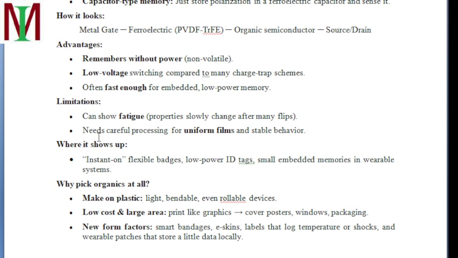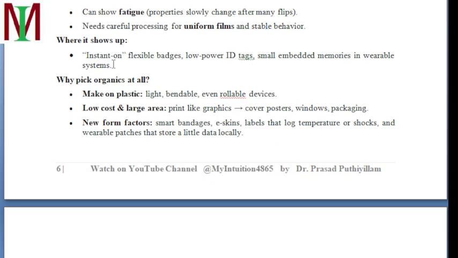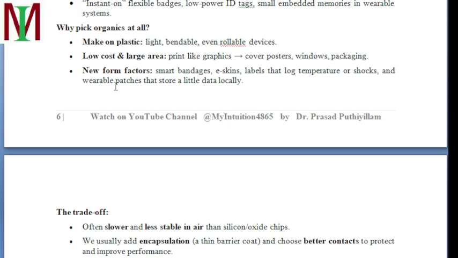Limitations: it can show fatigue, a property where the response slowly changes after many flips. The flip slows down, it becomes lazy after some time, we call it fatigue. It needs careful processing for uniform films as well as to get stable behavior. Now, where does this ferroelectric material show up? Instant-on flexible badges, low power ID tags, small embedded memories in wearable systems, where we are using ferroelectric materials.